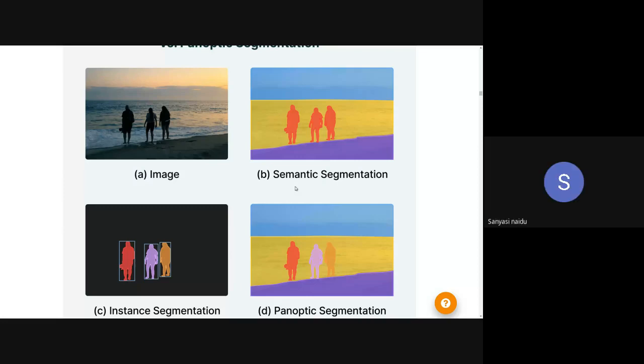Sir, in panoptic segmentation, there is no instance segmentation. Bounding box will not be available, right? No, the bounding box is available. That's why you will see 3 different colors here for the person. It's just not drawn here in the image. In panoptic segmentation, you will get everything you have in semantic segmentation. You'll have everything you'll have in instance segmentation. Plus, you'll have color for a no class also, which is not in your data set.